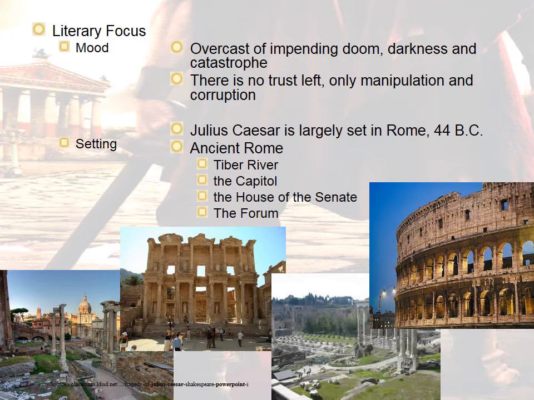All right, you also want to think about mood as you read through this play. There's a lot of influences of mood throughout this play. Watch for overcast skies. Weather is used a lot to create mood. There's an impending doom through the play. Darkness and catastrophe come up often, and there's really no trust left, only manipulation and corruption, which also lends to that mood. And as I said before, the setting is Rome in 44 BC, and these are some of the references that you'll see in the play.